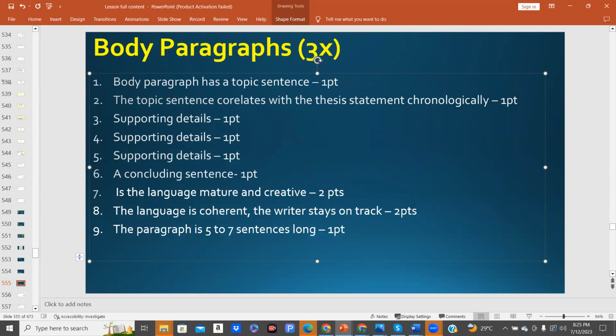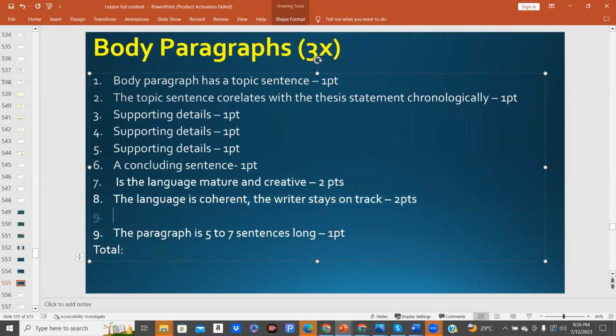So what's the total number of points for this? 10. That's just 10? 11. 1, 2, 3, 4, 5, 6, 7, 8, 9, 10, 11. I get 11. Only 11? I feel like I'm missing something else. Oh, grammatical errors. Free from grammatical errors. 2 points, yeah.